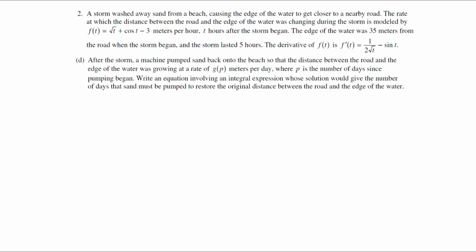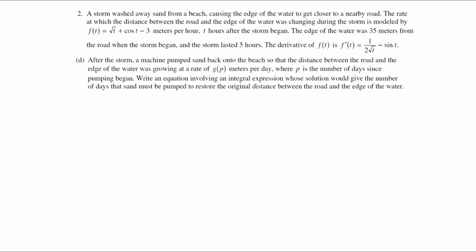All right, here in part D, we've got a machine that's now pumping sand back onto the beach so that the distance between the road and the edge is growing now at g of p meters per day. P is the number of days since the pumping began. We want to write an equation involving an integral, which if we solved it would give the number of days that sand must be pumped to restore the original distance between the road and the edge of the water. So we want the amount that the road changed to equal the amount that they pump back in.